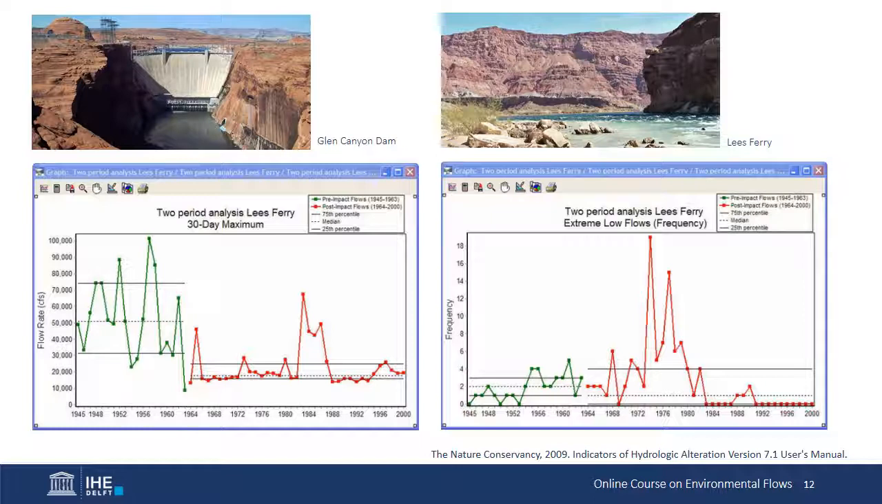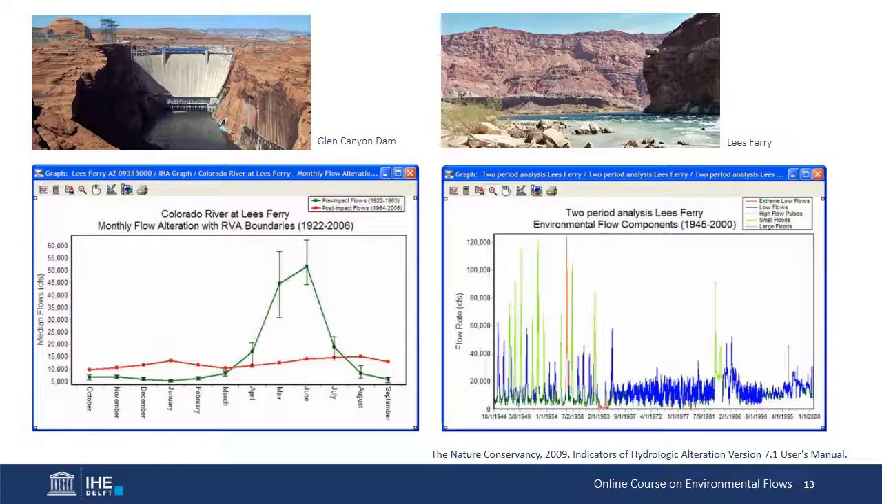The green line in the plot shows the annual variability in the selected parameter before dam construction, and the red line shows the variability following construction. The dashed line shows the median value, and the lower and upper solid lines mark the values of the 25th and 75th percentiles, respectively. The plot on the left shows the decline in the 30-day maximum flow following dam construction. The plot on the right shows the increase in the frequency of extreme low flows.